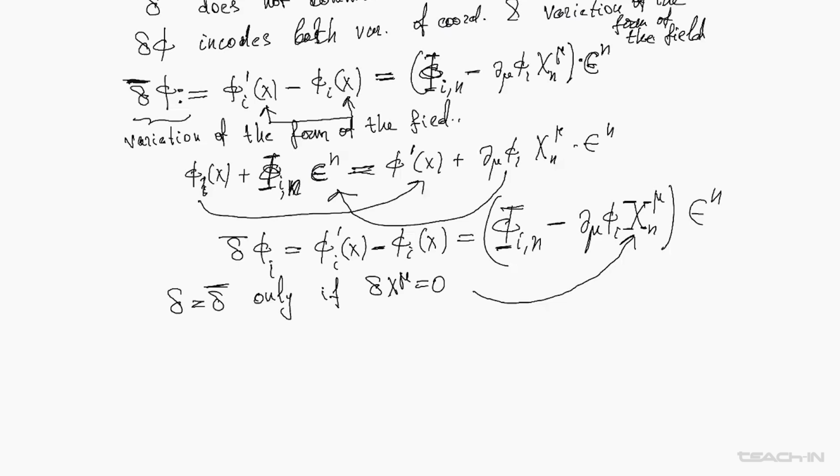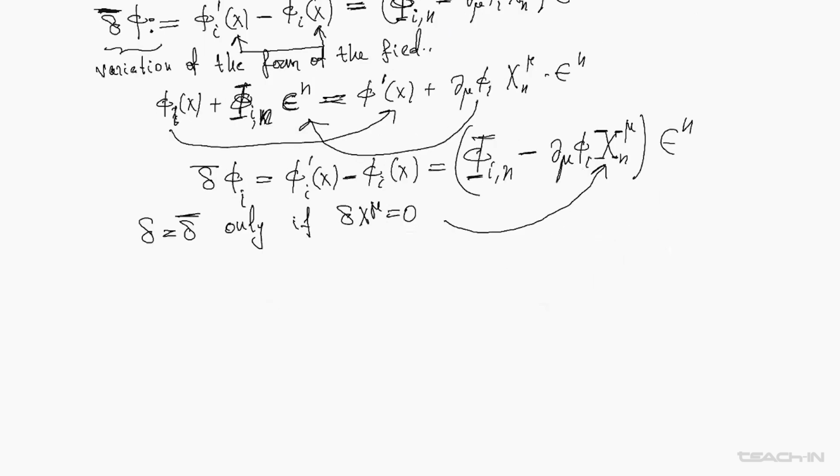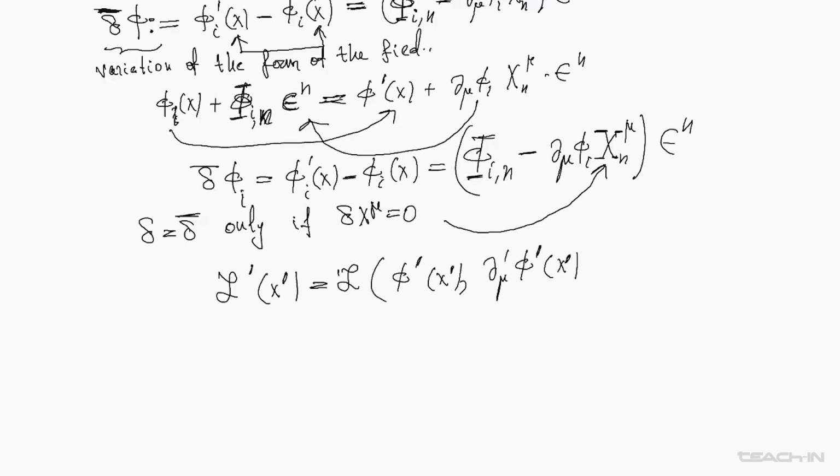So now we can compute the variation of the Lagrangian density, and for that we consider the Lagrangian as a function of the variable x. So the new Lagrangian density is L'(x') equal to the Lagrangian density on φ'(x'), comma, ∂'_μ φ'(x'). So this is the Lagrangian density, which I consider now as a new function of the coordinate x'. So it's the old Lagrangian density evaluated on the new coordinates and new fields.